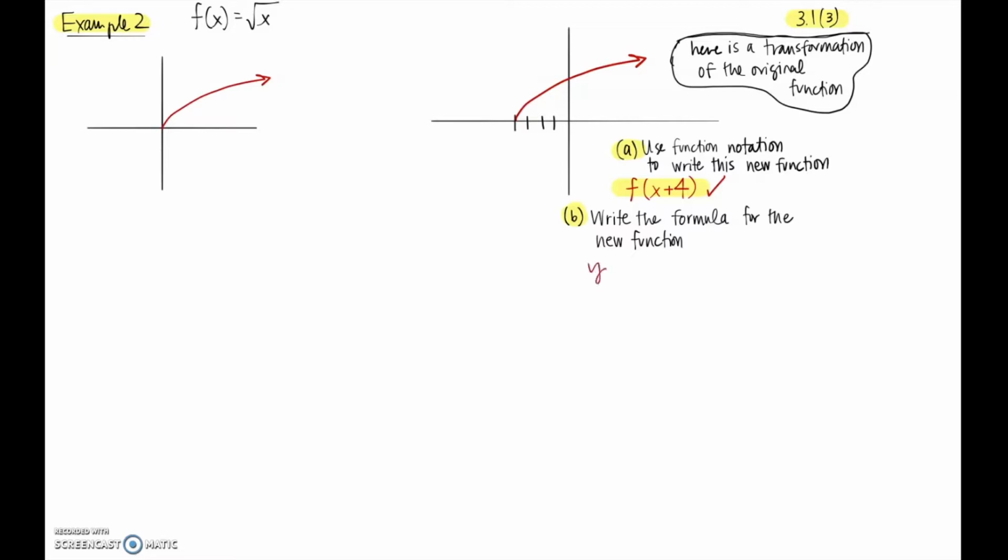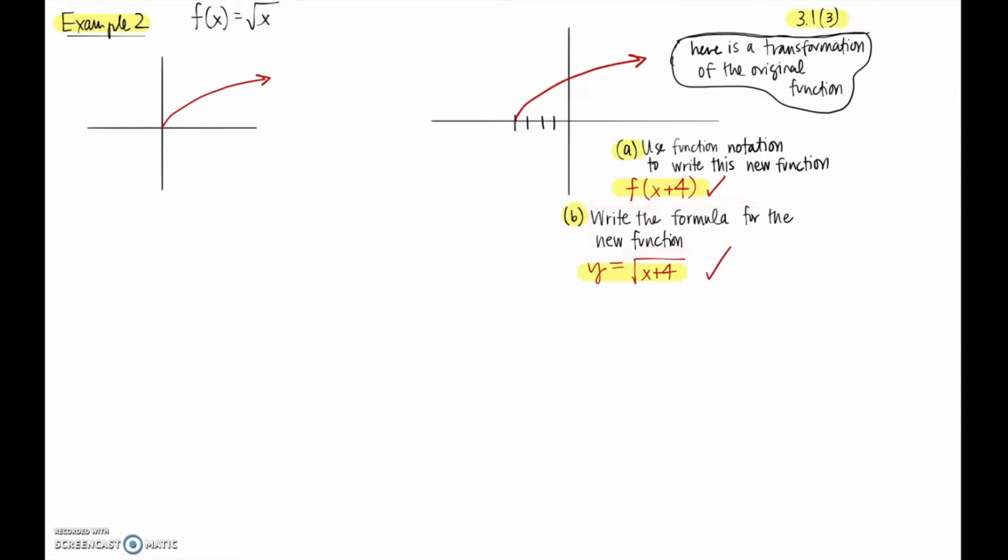So we'll say the formula for this new function is y equals, let's see, well, f of x plus 4 means that this is an input into the original function f. So that would be the square root of x plus 4. And that's it. So in this question, we had to come up with a formula for the new function.